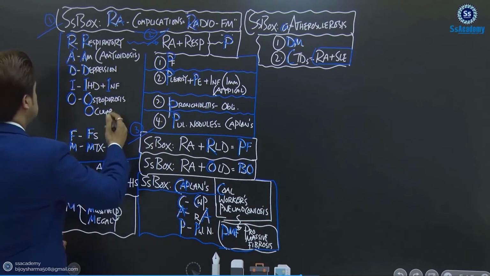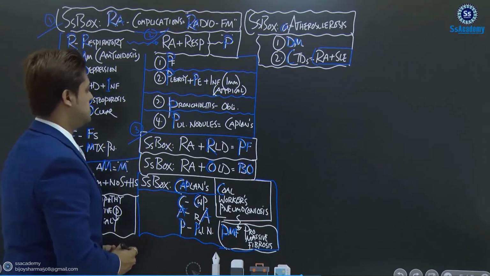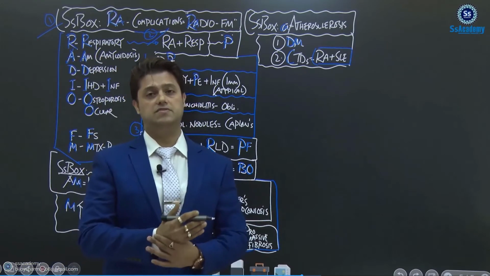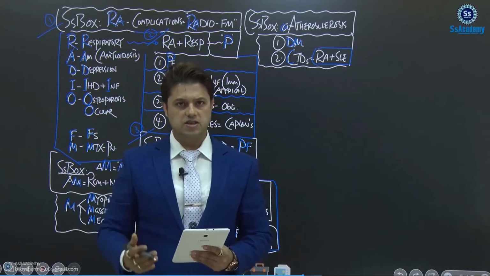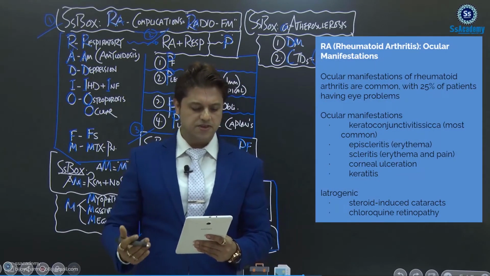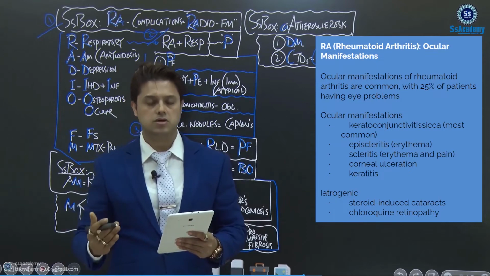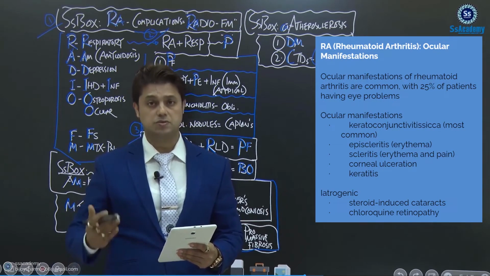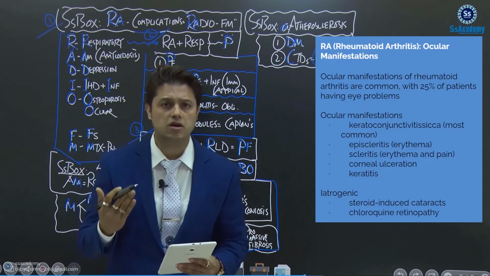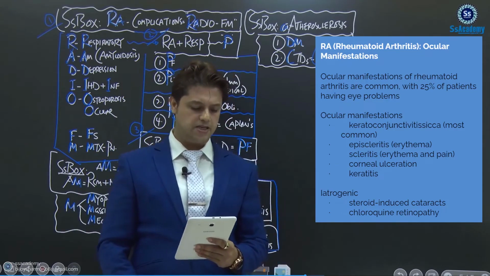So next in rheumatoid arthritis is the ocular manifestations. Yes, my dear, this is very important. I would like to discuss ocular manifestations. So yes, my dear doctor, just follow me. The ocular manifestations of rheumatoid arthritis are common, with 25% of the patients having eye problems. So rheumatoid arthritis develops ocular complications in 25% of cases, my dear.